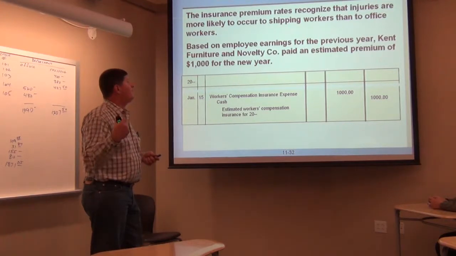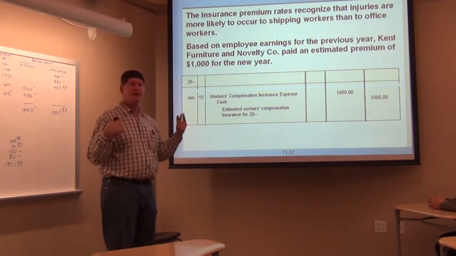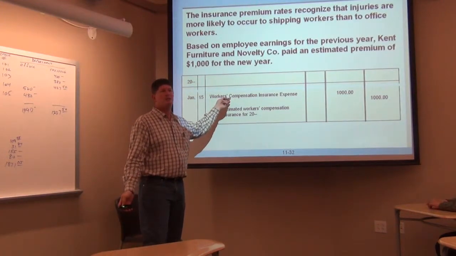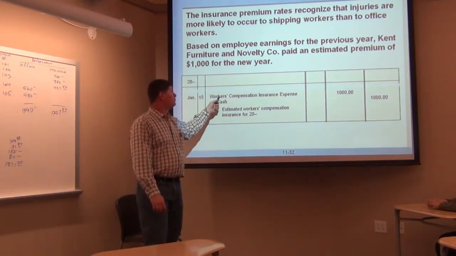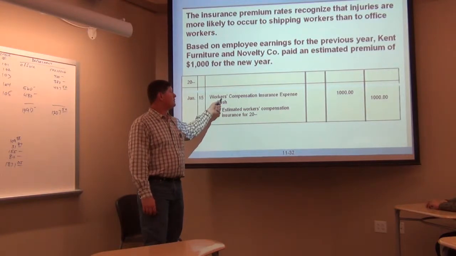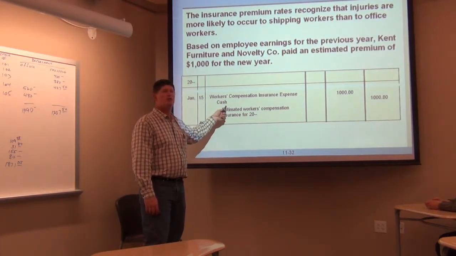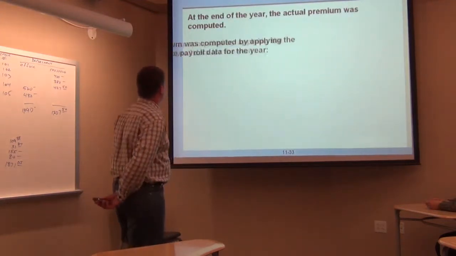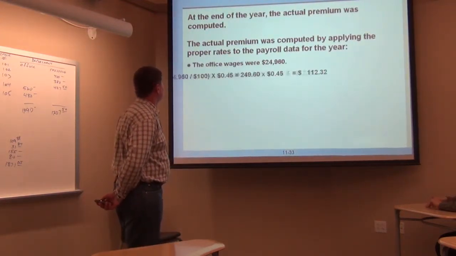Okay. Here's the book saying they came and they did an estimate and they had you make a deposit, an initial deposit of $1,000. Cool? So we prepaid workers' compensation insurance, cash goes out. Everybody's good with this entry. I'm more interested in how we calculate it and how we true it up at the end.